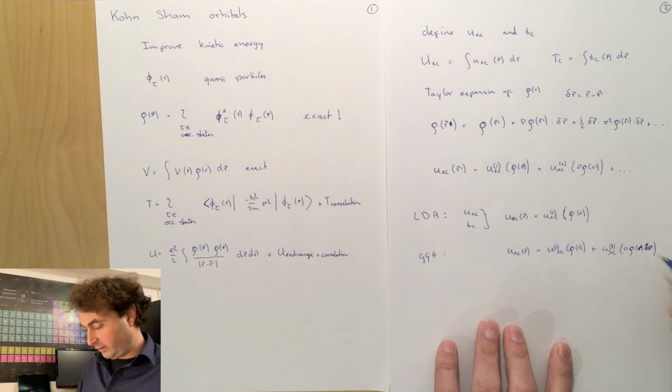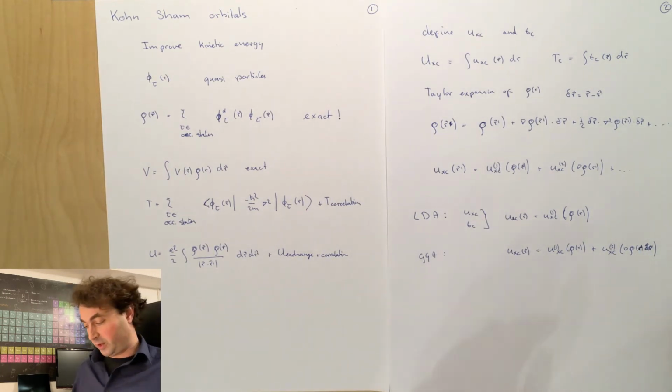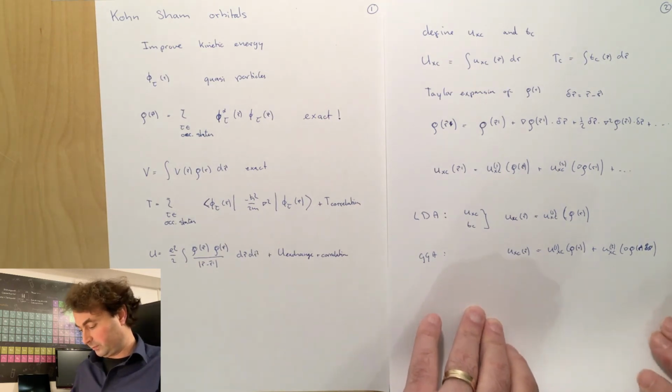Of the derivative at point R. And with that you can in principle calculate the density at different positions if you have an interaction between a local and a non-local density.